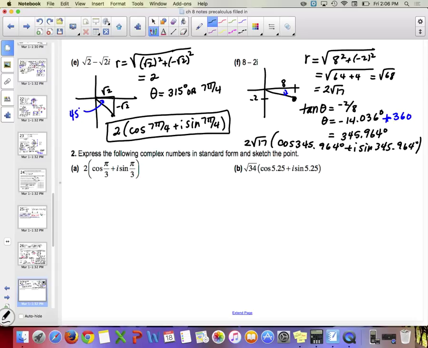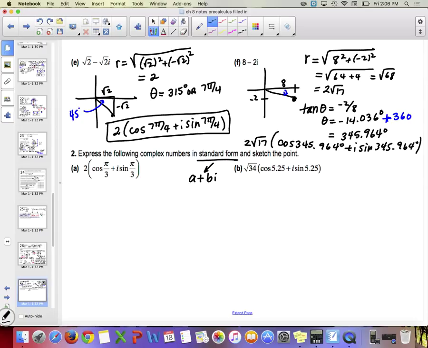All right, and the very last one, it says, express the following complex numbers in standard form. So when you see standard form, what that means is a+bi form. And we're going to sketch the point. These are super easy. If it's like this, your first instinct as a math student should be, I want to simplify this. I know what cosine of pi over 3 is. I know what sine of pi over 3 is. Do you guys know them?